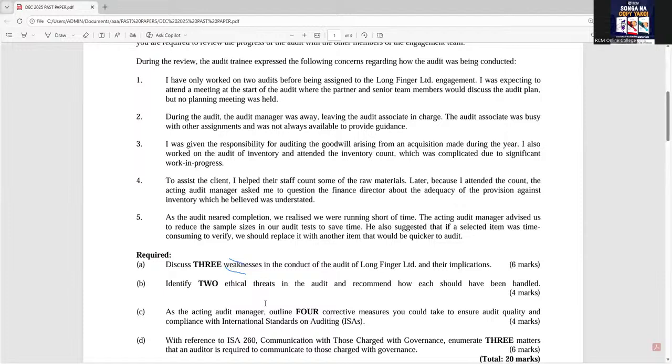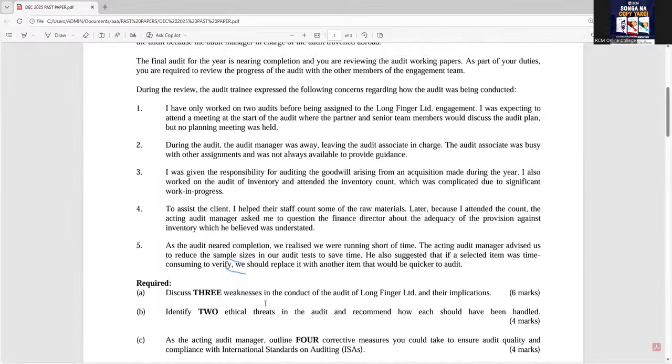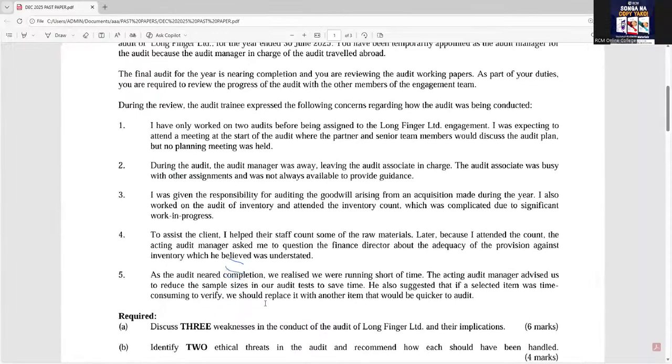It calls upon us to discuss 3 weaknesses in the conduct of the audit of Longfinger Limited and their implications. In this case, you just need an analysis of these 5 scenarios. What do you think you have to identify as a weakness in this engagement? You must be able to spot something that is out of the expectation, which indicates a weakness when you are conducting an audit. What can you spot?